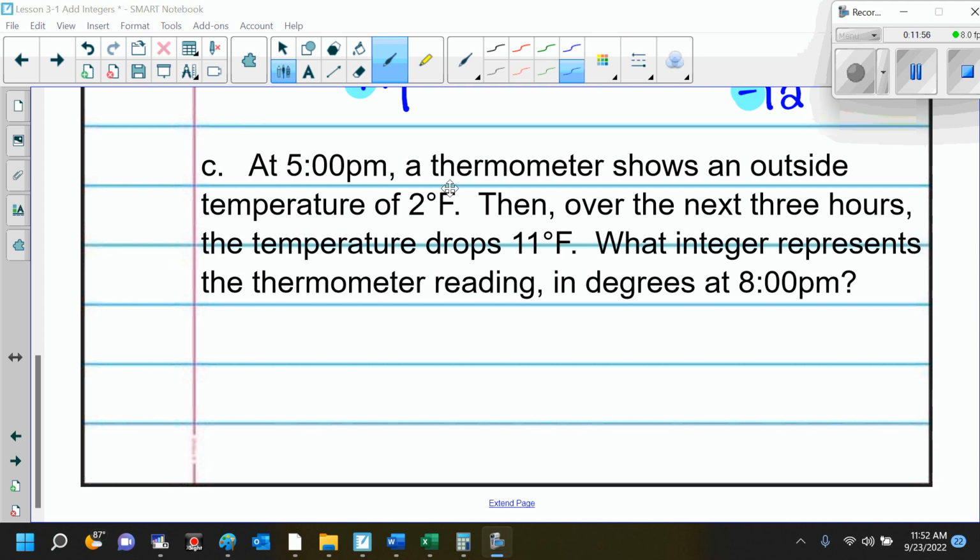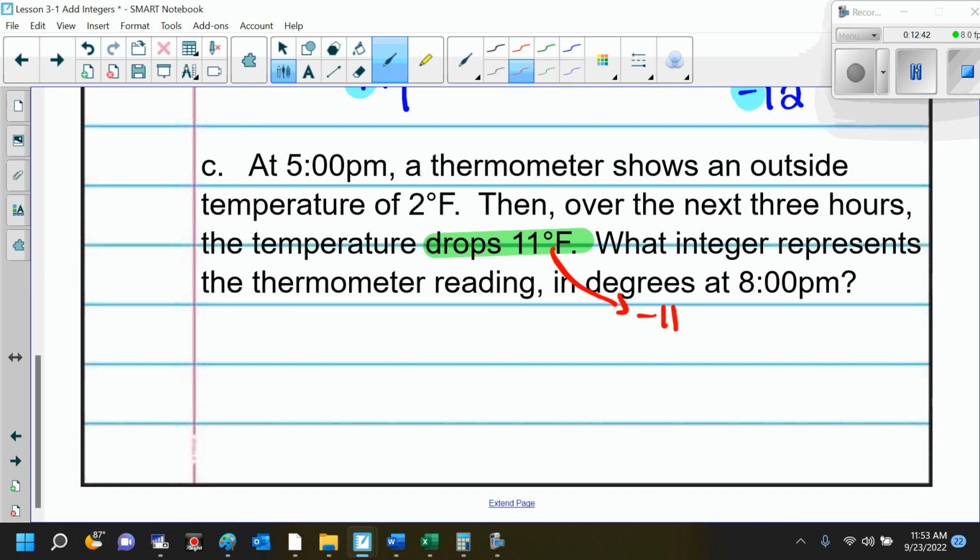At 5 p.m., a thermometer shows an outside temperature of 2 degrees Fahrenheit. Then, over the next 3 hours, the temperature drops 11 degrees Fahrenheit. What integer represents the thermometer reading in degrees at 8 p.m.? Now, what is the important information we're going to write down here? It drops 11 degrees, not to 11 degrees. It drops 11 degrees Fahrenheit, right? Is that a positive or a negative? Negative. Very good. So that is a negative 11.